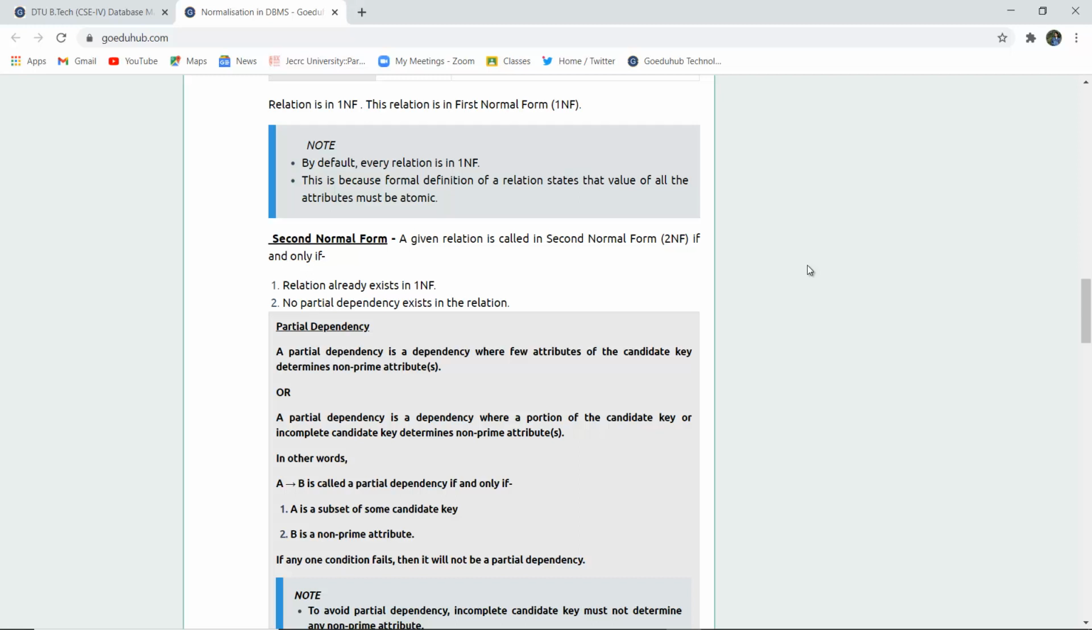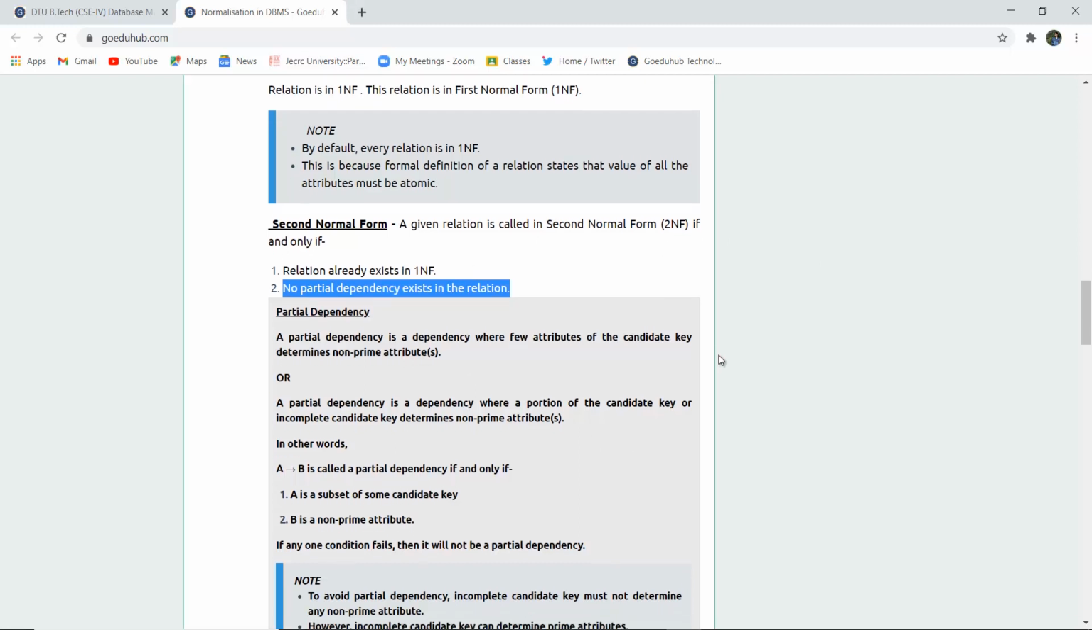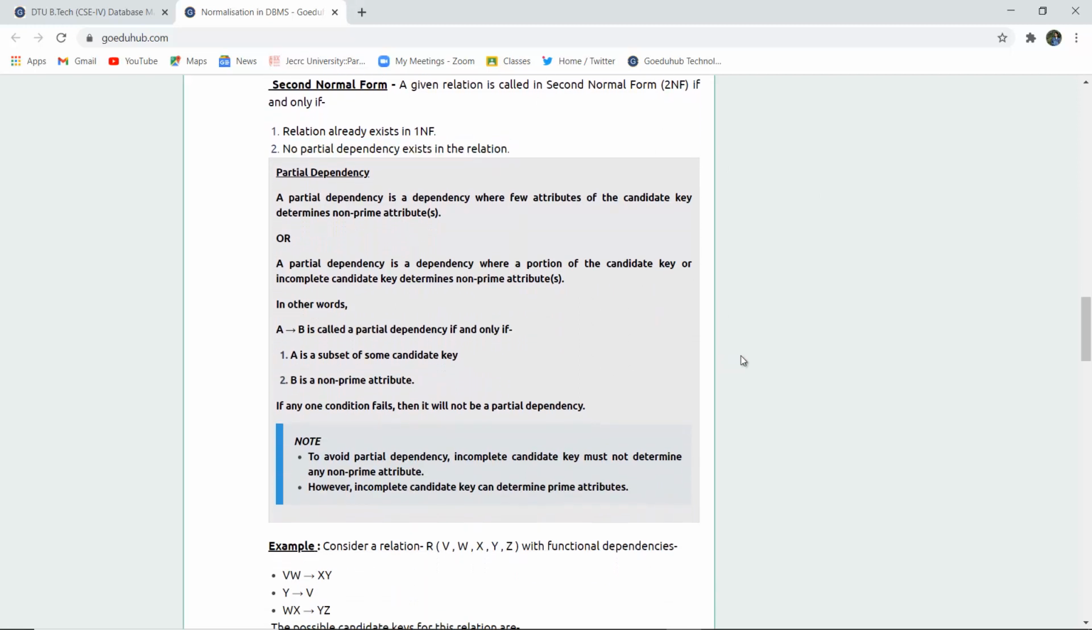The next normal form is the second normal form, which is also known as 2NF. A relation is in 2NF if and only if it already exists in 1NF and no partial dependency exists in that particular relation. Now here comes a new term: what do we mean by partial dependency? A partial dependency is a dependency where a few attributes of a candidate key determine non-prime attributes.